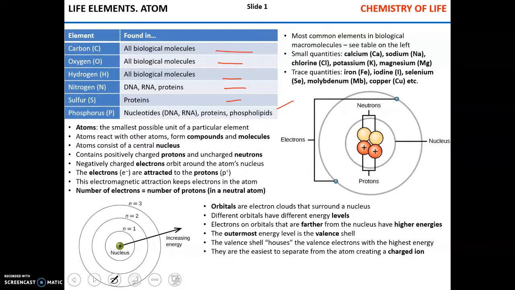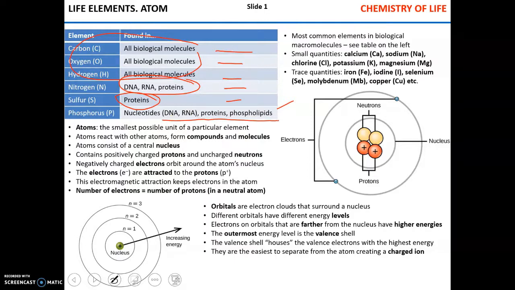Carbon, oxygen, and hydrogen will be present in all biological molecules. Nitrogen can be found in DNA, RNA, and proteins. Sulfur is in proteins, and phosphorus in DNA, RNA, proteins, and phospholipids.